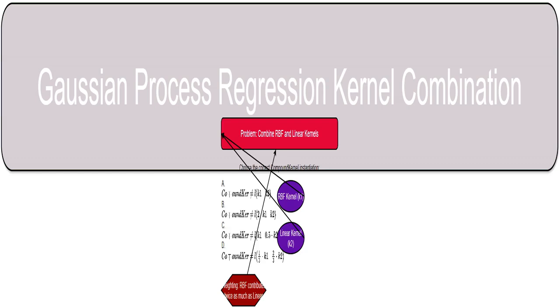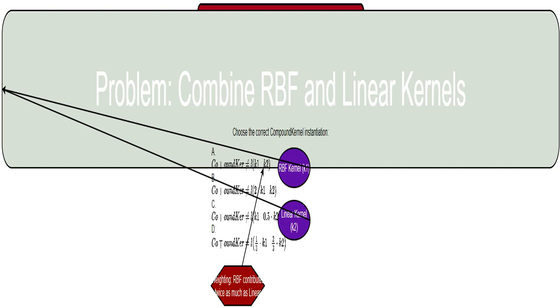We're combining different mathematical functions, kernels, to model data using Gaussian process regression. Think of it like mixing different ingredients to create a perfect recipe. I need to blend two specific kernel types, the radial basis function (RBF) kernel and the linear kernel, making sure the RBF kernel has twice the influence. It's like making a smoothie where I want double the amount of bananas (RBF) compared to strawberries (linear).